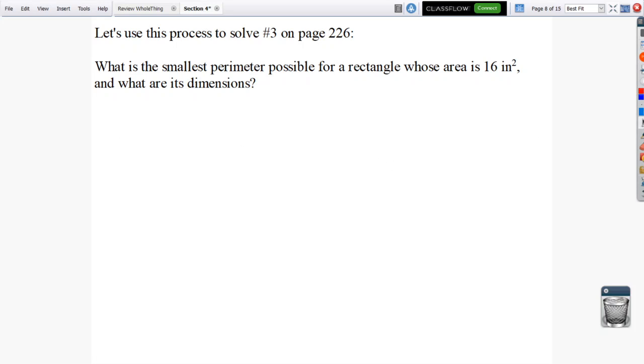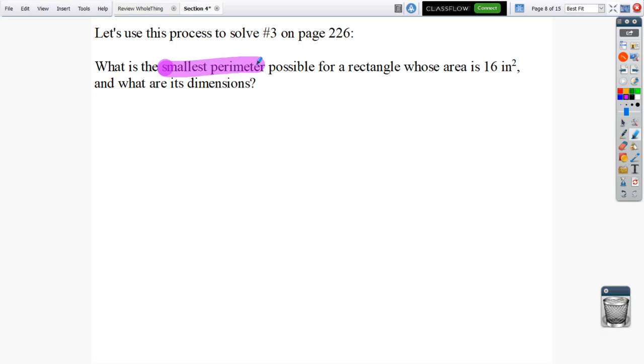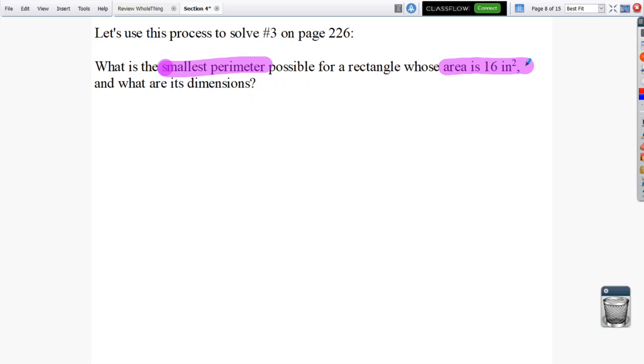When I try to understand a question, I really like to highlight stuff that's important. So what I see here, I see smallest perimeter. Smallest perimeter means I am trying to optimize the perimeter. Eventually, I'm going to set up an equation for perimeter and find the minimum value for that perimeter. Some other stuff that I see here, I've got the area is 16 square inches. And ultimately, we're going to try to figure out what the dimensions are here. And it's important to know that we're talking about a rectangle.